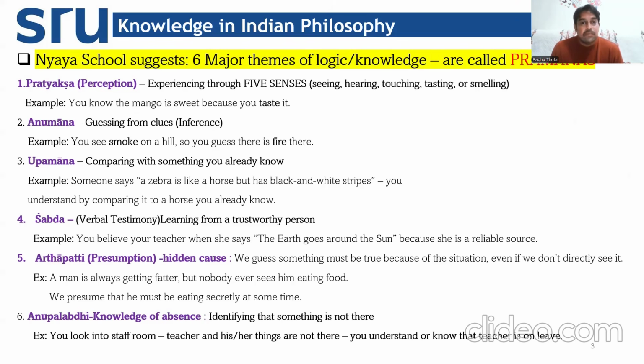So these are all the six major themes of logical knowledge proposed by the Nyaya School for logical thinking, which are called pramāṇas. Let me repeat them. Pratyakṣa, which means perception. Anumāna, which means guessing from clues. Upamāna, comparing something and coming to the conclusion. Śabda, knowing something from a trustworthy person. Arthāpatti, presumption, assuming the hidden cause of something. And Anupalabdhi, the knowledge of absence. How do you know that something is absent? You are trying to identify it by analyzing the situation.